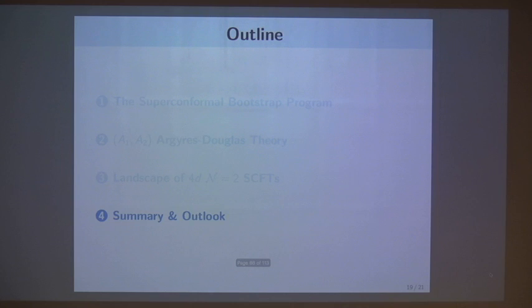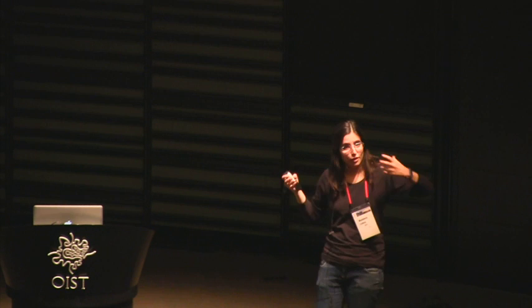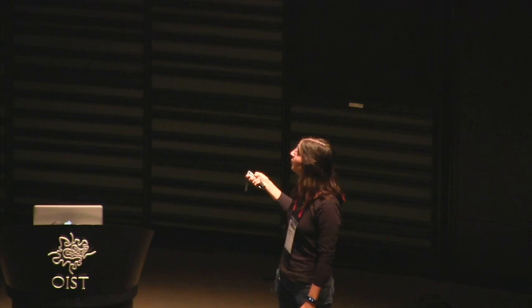I've shown you constraints on the simplest Argyres-Douglas series that seems to be within reach of the numerical bootstrap. Of course, we want to push it further and see if we can actually start solving it, putting in more constraints, more correlators. But it seems to be within reach.